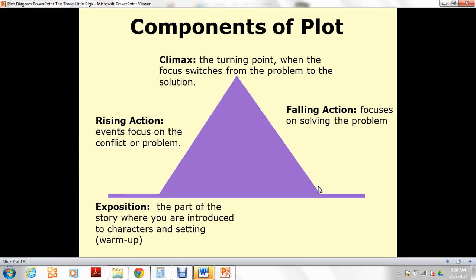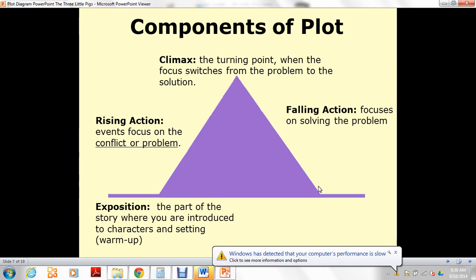Falling action. What does falling action lead to? The resolution. Very good, Nia. Falling action leads to the resolution of the plot or the story. Is that clear? Yes. Exposition introduces you to the characters, the setting of the story, and also the conflict of the story. Rising action is all the events leading to the climax.